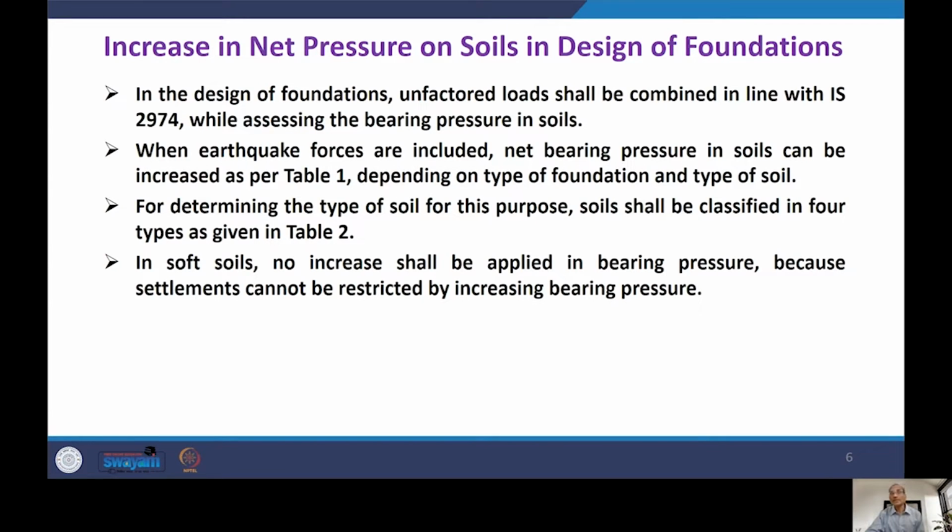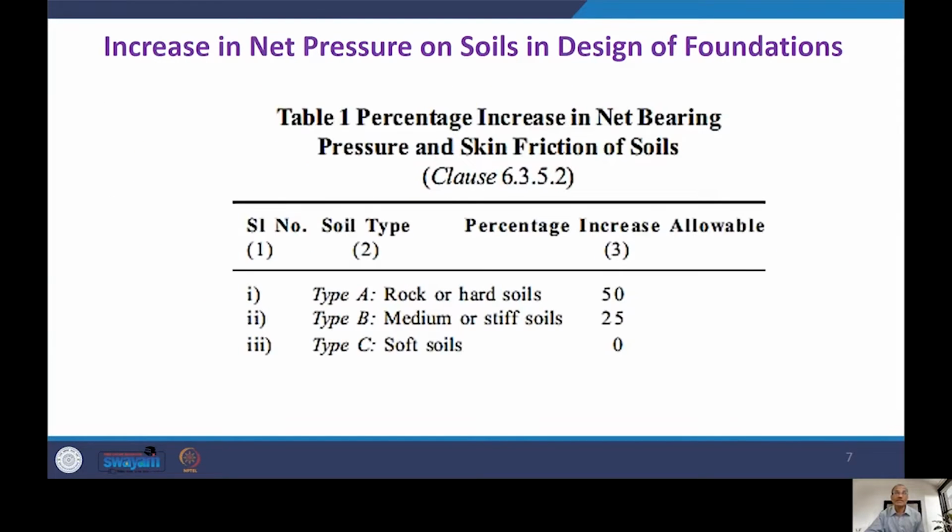However, when earthquake forces are included, net bearing pressure in soils can be increased as per Table 1, depending on type of foundation and type of soil. Here it is the percentage increase in net bearing pressure and skin friction of soils. This depends on the type of soil only. The earlier code depended on type of foundation also, but that has been changed, and now it depends on type of soils only.